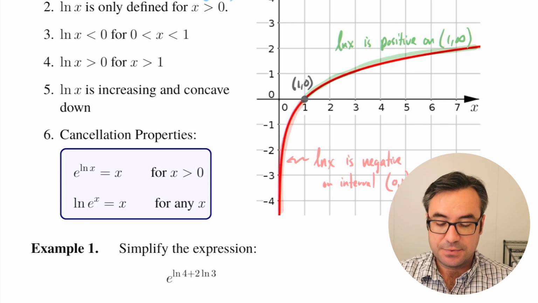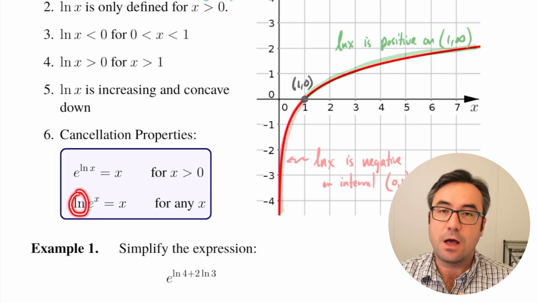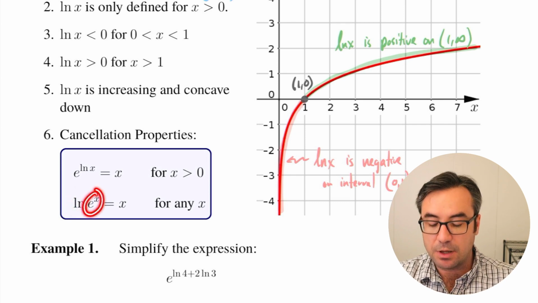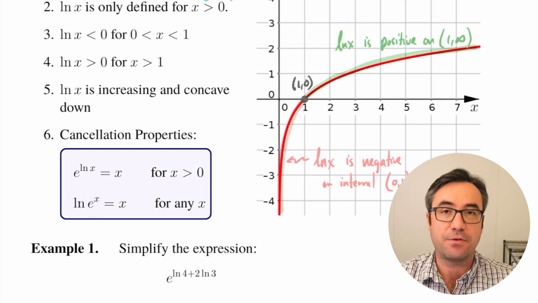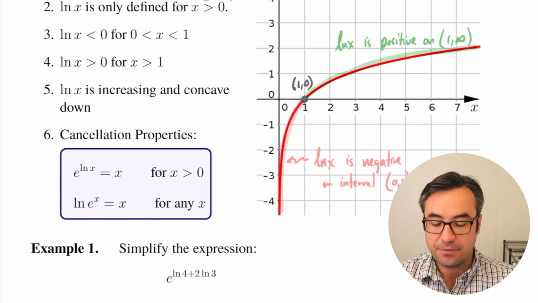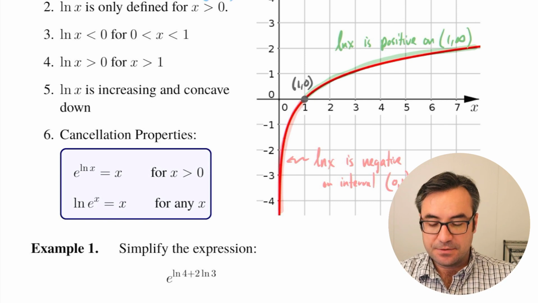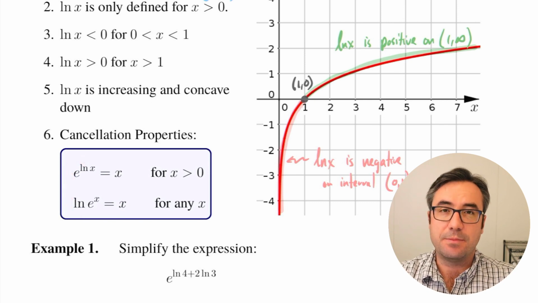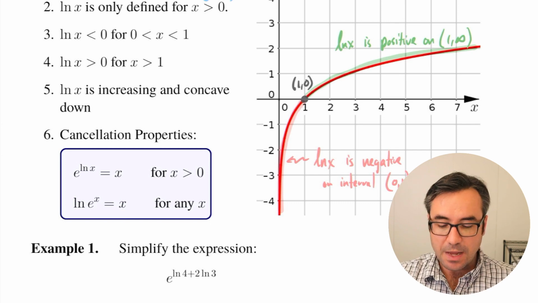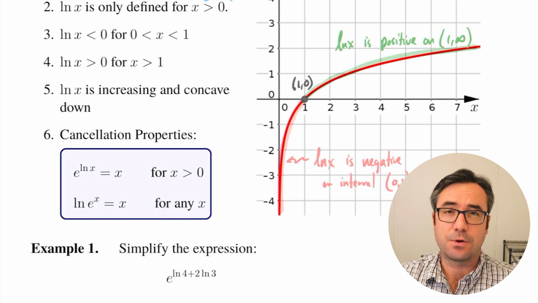And then same thing, going the other way, if we have natural log as our outer function and we plug e to the x into that outer function, well, again, the natural log and the e are going to cancel off, and we're just going to get x out. So these cancellation properties are going to be very helpful. And that last one works for any x. So x could be positive or x could be negative.